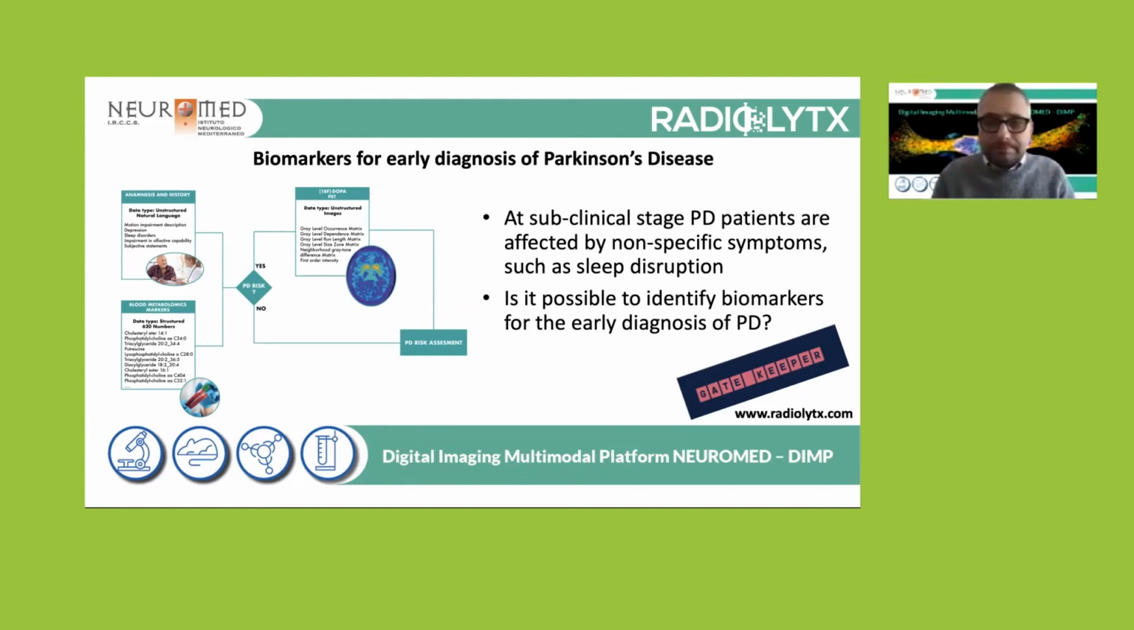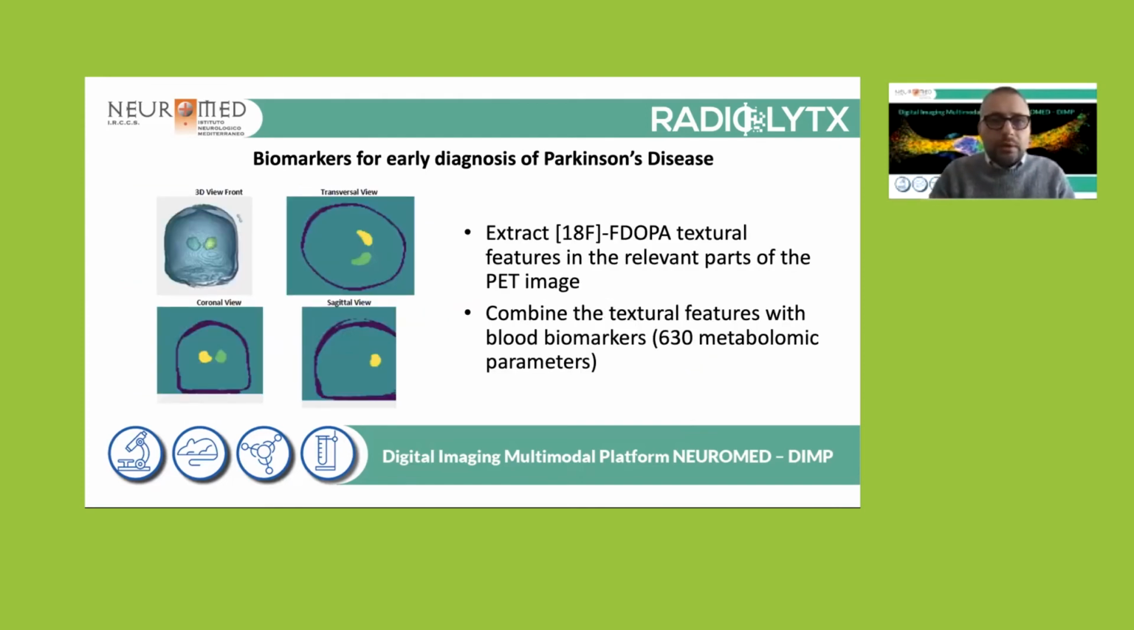That's the idea. Now, how do we do that? We extract textural features for the relevant part of fluorodopa. Here you have an example of F-DOPA, specifically the specific uptake of F-DOPA in the brain, and we combine those textural features with blood biomarkers to make a full model.